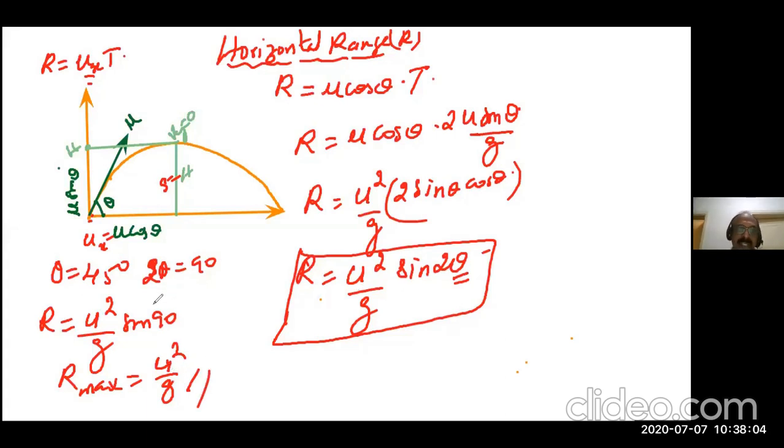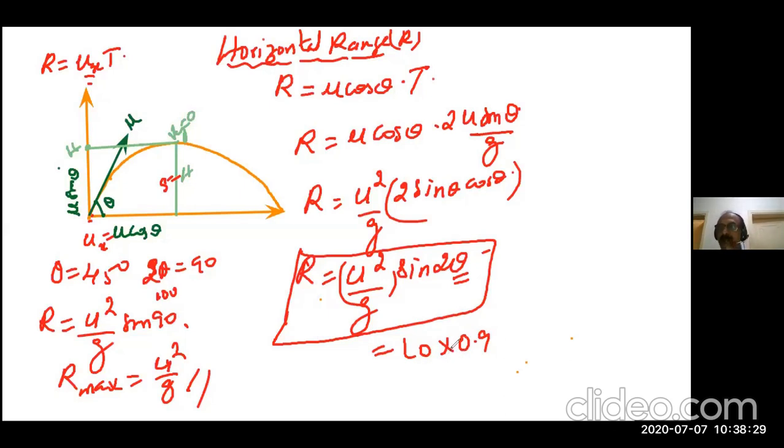Say for example, sine 100 you substitute here. Suppose U squared by G is 10, for example. Sine 80, if you substitute, your answer will be 0.9. Instead of sine 90, which is 1, take a log table and substitute, for example, sine 80. Then you can see the value will be less than 1. The maximum value of sine theta is 1.